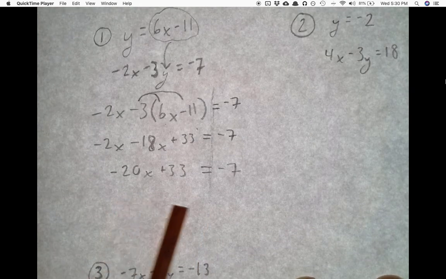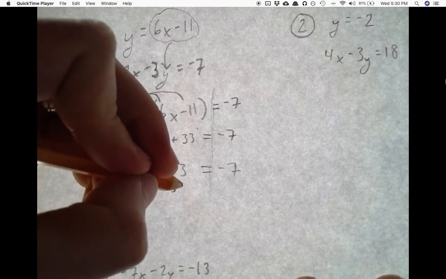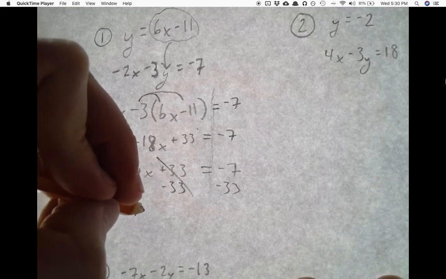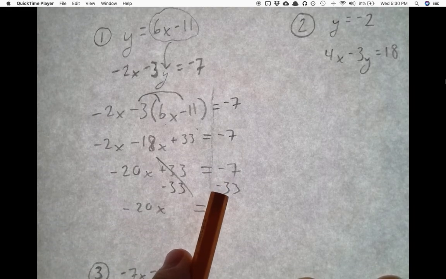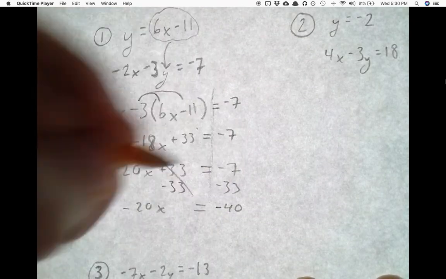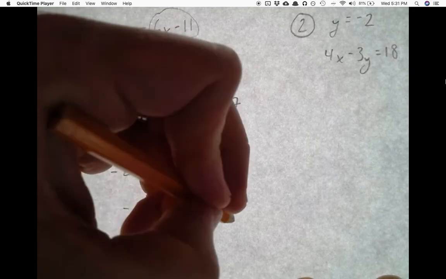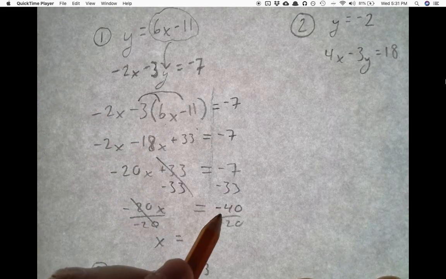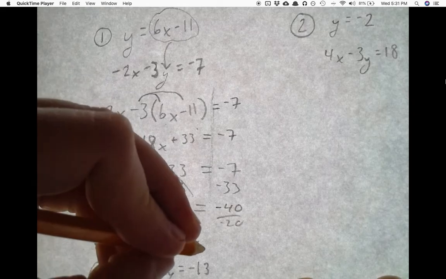And now, look at this. We're 2 steps away, right? Subtract 33 from both sides. That goes away there. I'm left with negative 20x equals negative 7, take away 33. Maybe you want to use a calculator for that, but that's going to end up being negative 40. And finally, divide both of these sides by the negative 20. And we end up with x is equal to negative 40 divided by negative 20. That's going to be a positive 2.